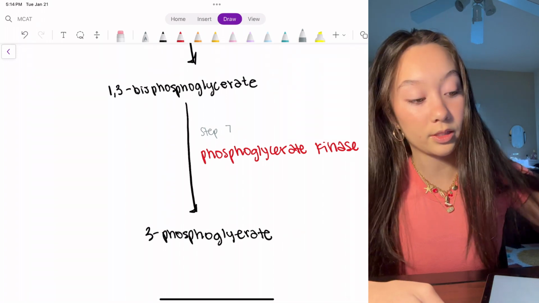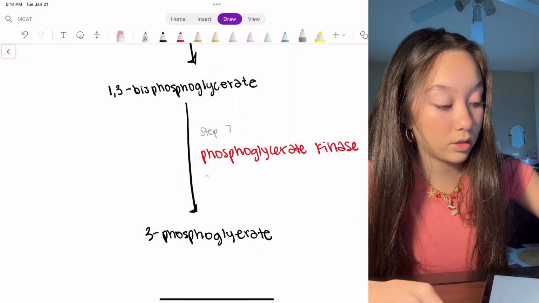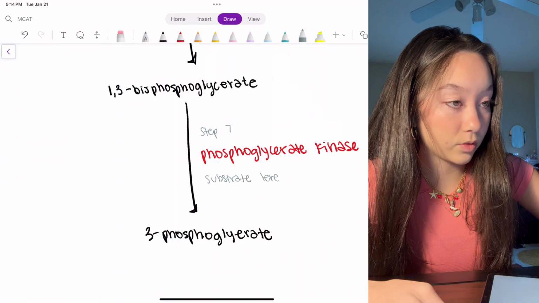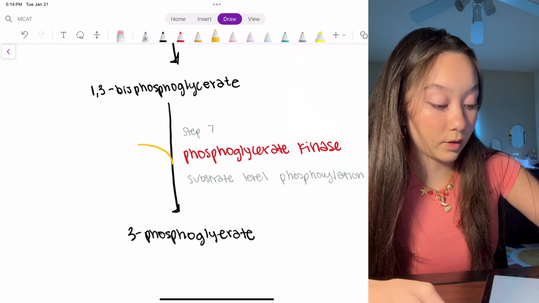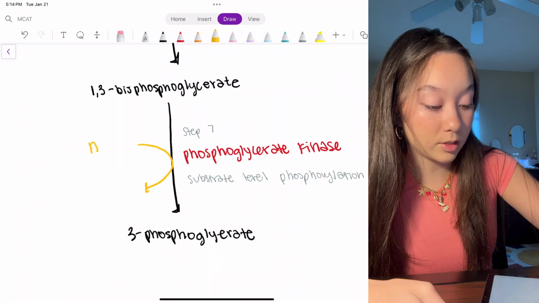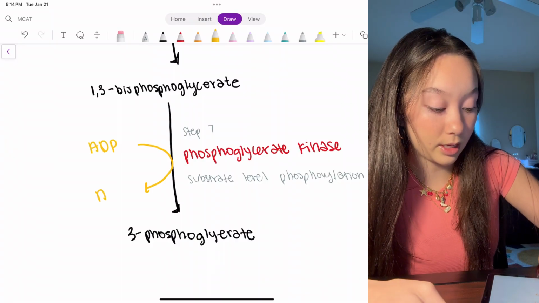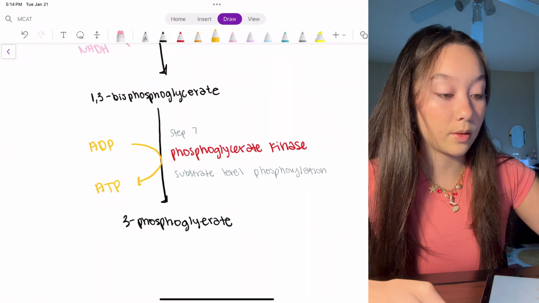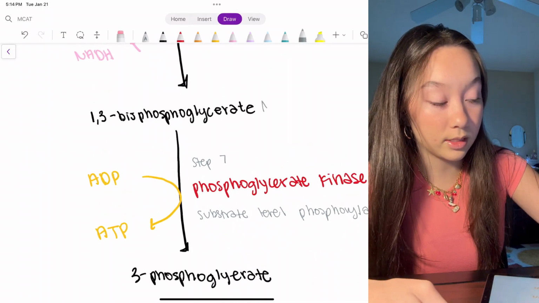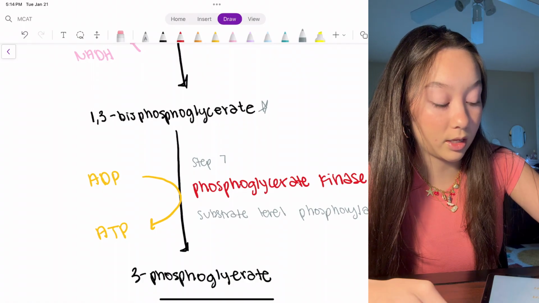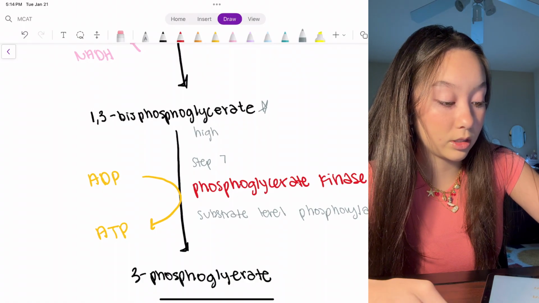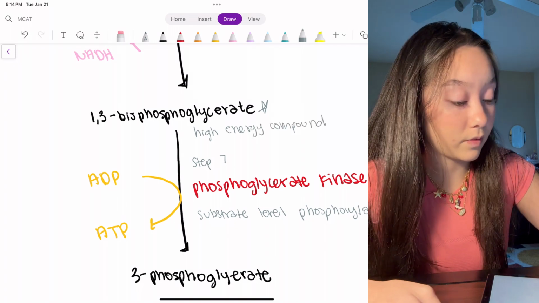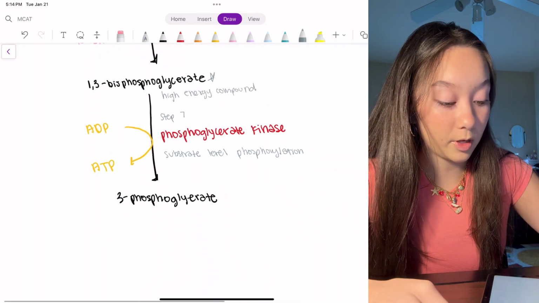So we can go ahead and classify this as a substrate level phosphorylation. We are giving that phosphate back to ADP to turn it into ATP. So we just made our first ATP. Awesome. It's also important to note that this intermediate is a high energy compound. This is what allows it to give that phosphate up to form ATP.